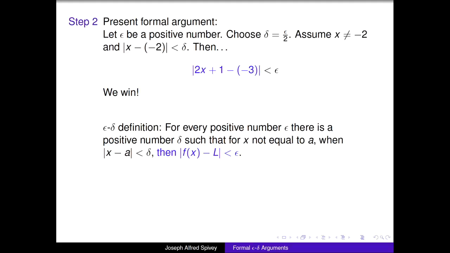This process works for linear limits, limits of linear functions like ax plus b.